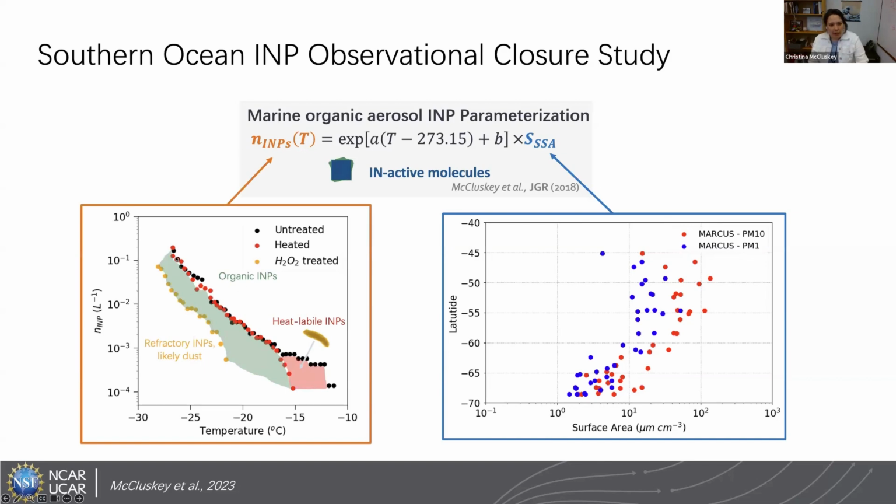We were also able to compare not just the total INP, so this is looking at INP number concentrations as a function of temperature. The black is all the ice nucleating particles, and then we do these different treatments, including heating and also this hydrogen peroxide digestion, which basically removes all of the organics in the sample, and we're able to derive what's heat labile, what's organic, and then what's our refractory INPs. So that's what allows us to get at more of the INP types.